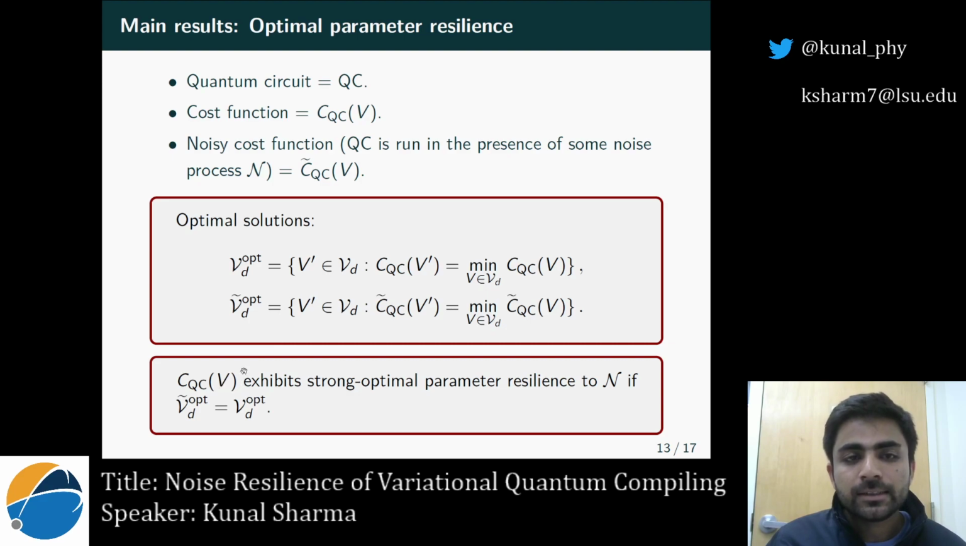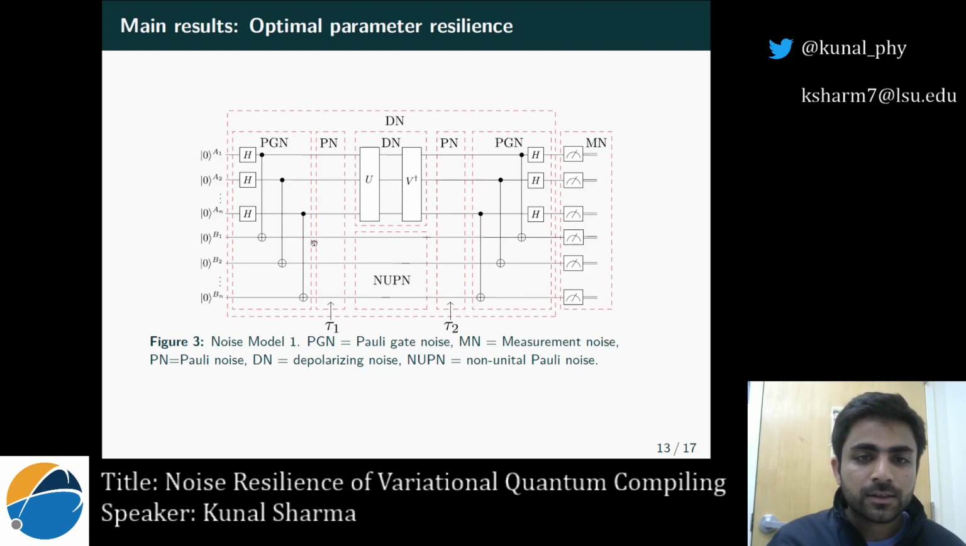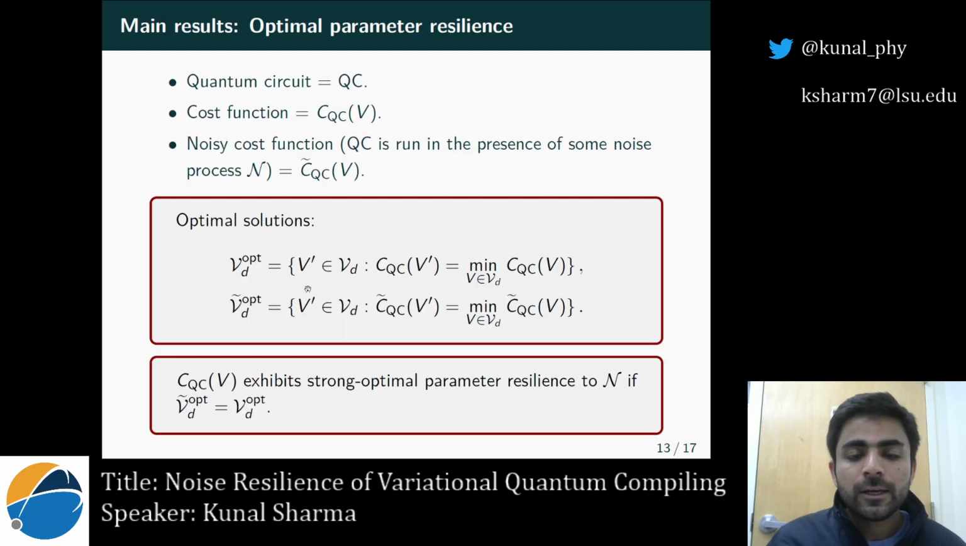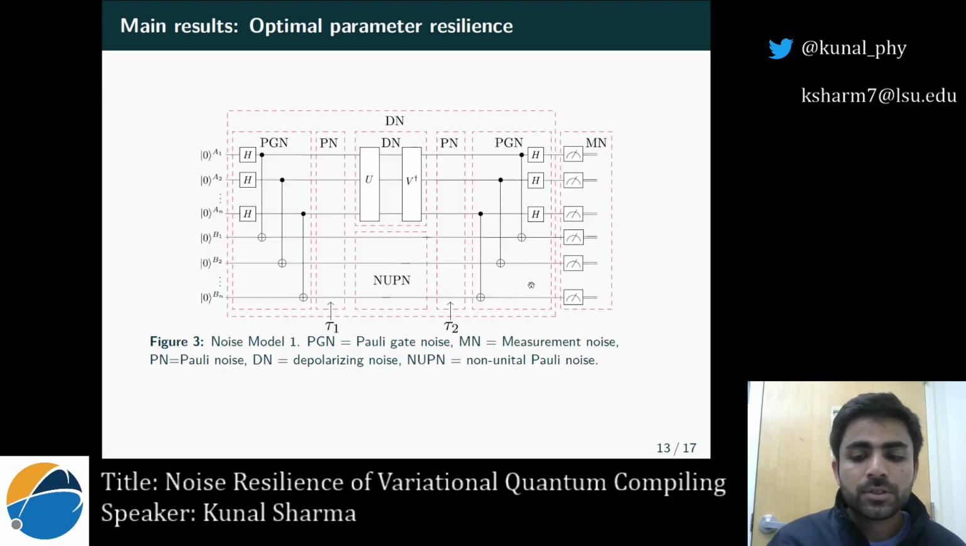We say that this cost function exhibits strong optimal parameter resilience to this noise model if these two optimal solutions match. What we have shown analytically is that for this particular noise model, we have strong OPR, which means if we do the training on a noiseless quantum computer and on a noisy quantum computer, we get the same solutions.